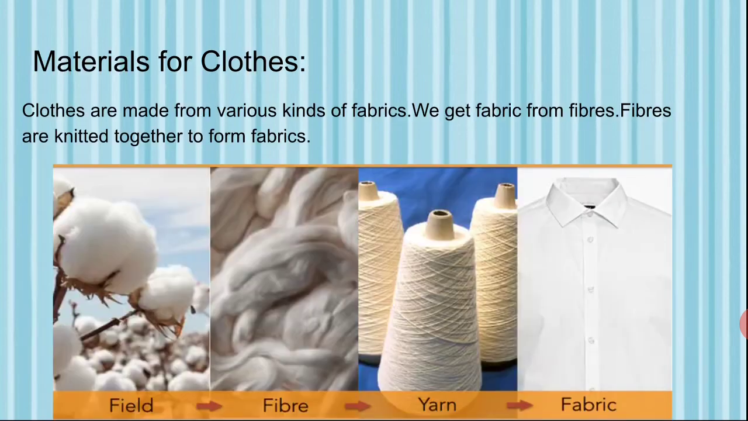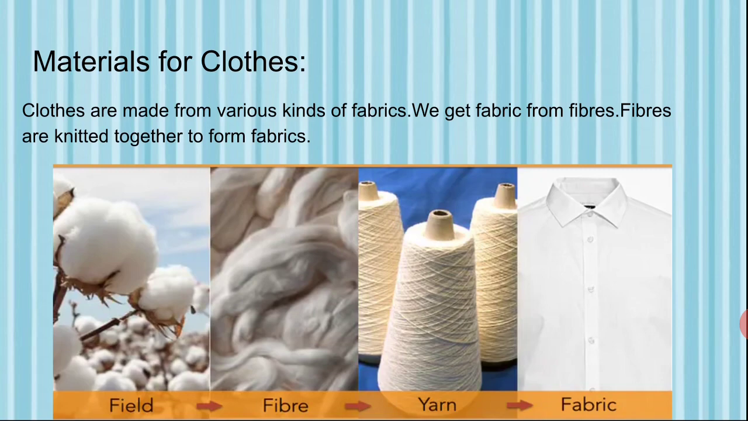Now, one thing comes to our mind: how are those clothes made? Clothes are made from various kinds of fabrics, as shown in the picture. And we get fabric from fibers. From the field we get fiber, and that is knitted and woven into yarn. And yarn goes on to form fabric.